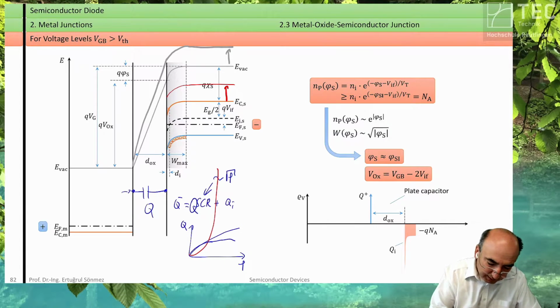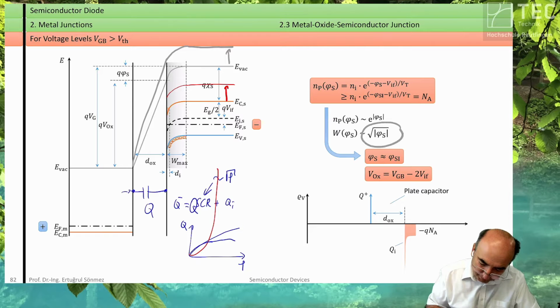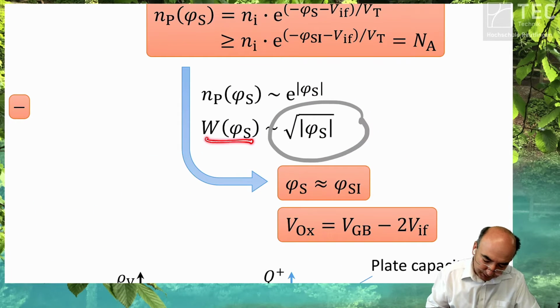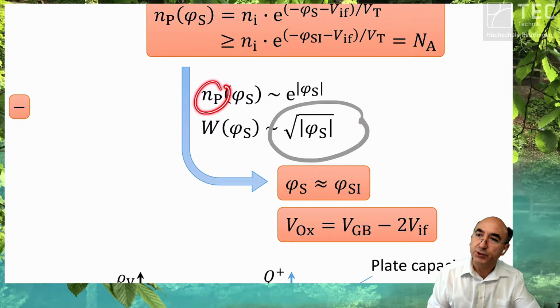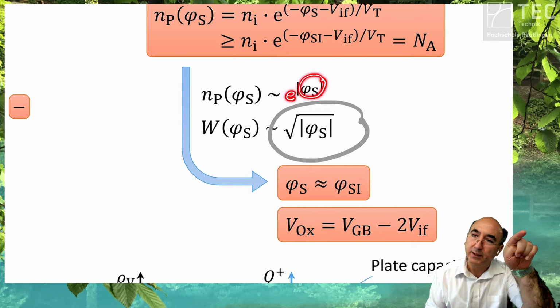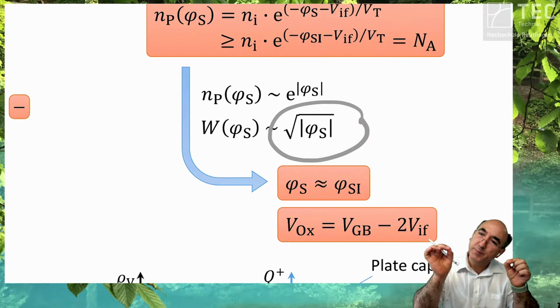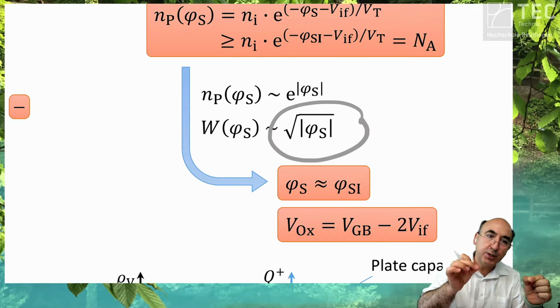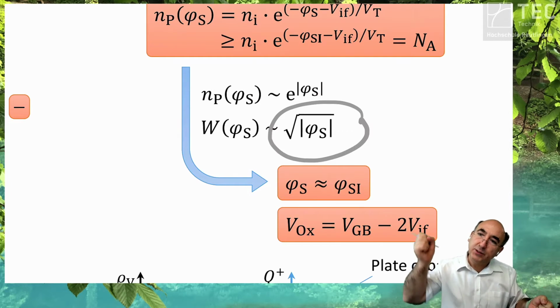Exactly. And this is given here. So the width increases proportional to the square root of the bending, and the density of the charges increases with e to the power of the voltage of this bending. Therefore, you need a little bit more surface potential to generate the charge to consume the additional voltage.